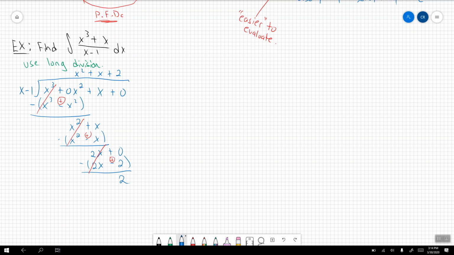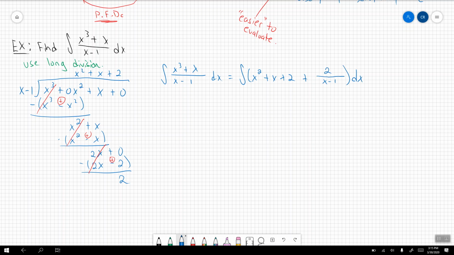So the way this looks at this point in time is that this integral, the integral of x cubed plus x divided by x minus 1 dx, should look like the integral of x squared plus x plus 2 plus the remainder divided by the divisor, which is x minus 1. And this is all dx.